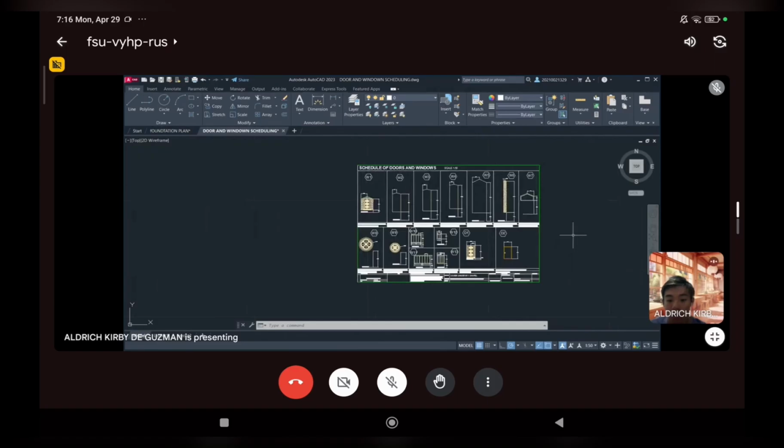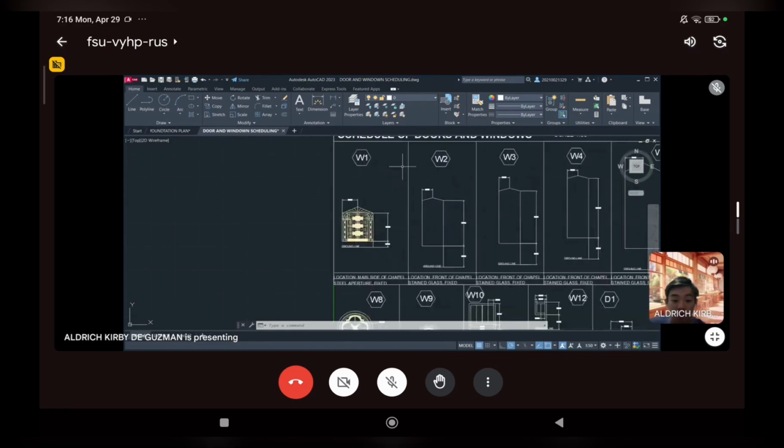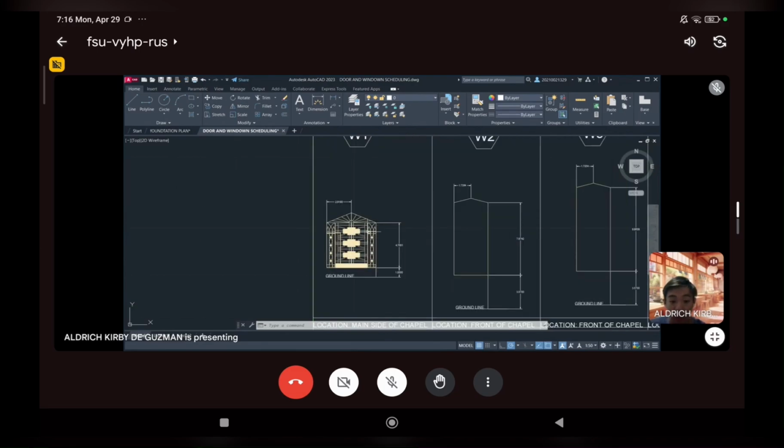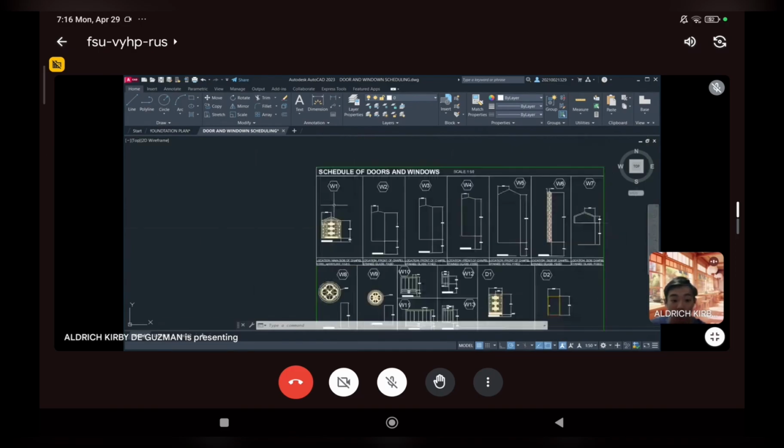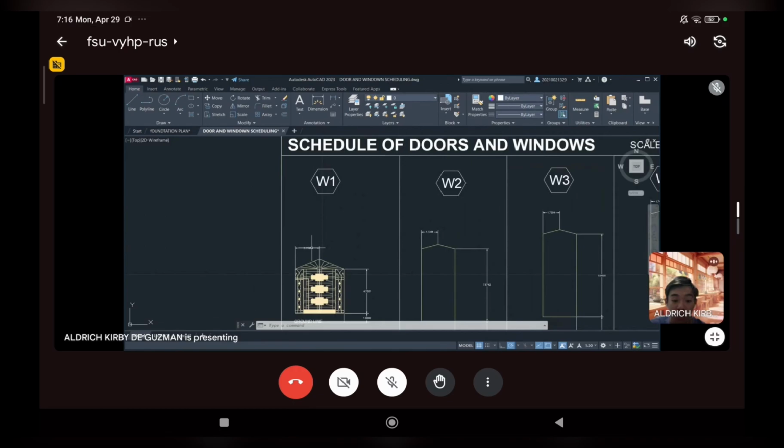Okay, so moving forward to the scheduling of doors and windows, we have 13 types of windows and 2 types of doors that can be found in the chapel. So for window one, which can be found in the main side of the chapel, which are the sides, it is a type of steel aperture that is fixed. So there's actually no glass that can be found here. It's mostly steel and it's designed this way so that this allows open air to go in the chapel.